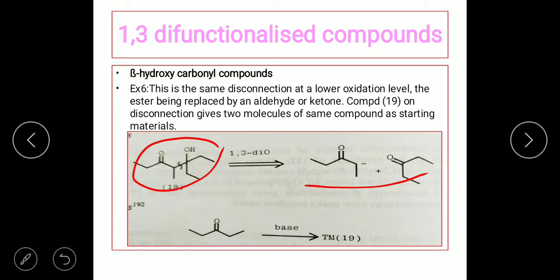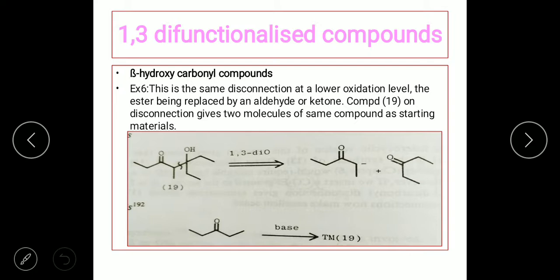So let us see. Compound 19 on disconnection gives two molecules of the same compound as starting material. Okay, so the starting material would be the diketone. Again, two molecules of the ketone as the starting material. See, first let us observe the disconnection.